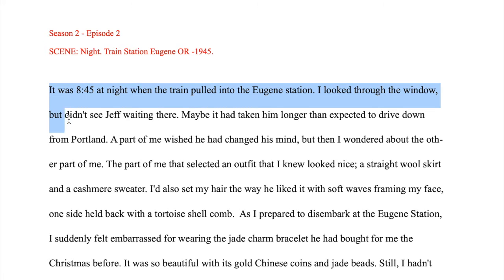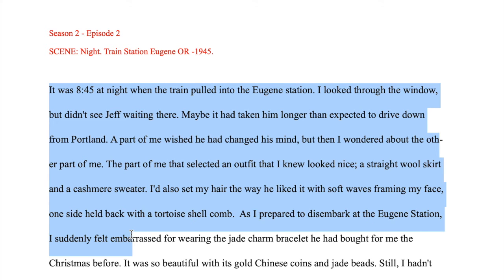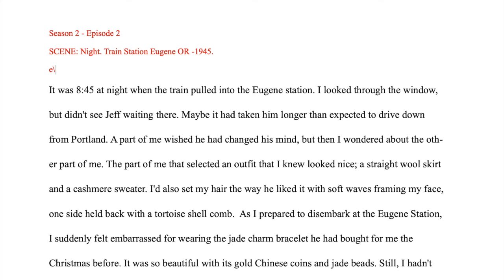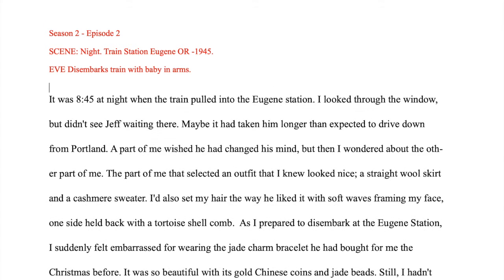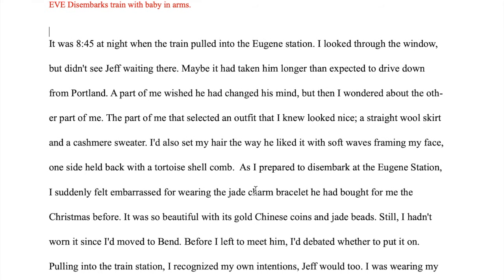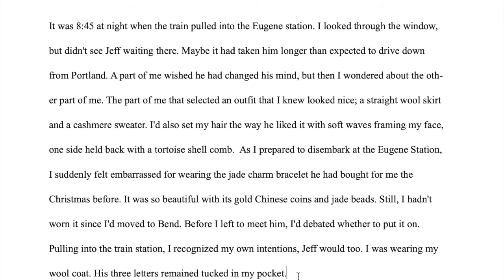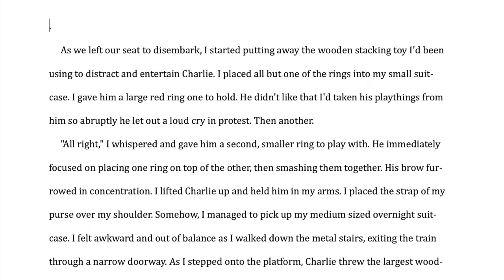So all of this is internal. Maybe she's wondering, is it taking him long? Part where she wishes, she's ambivalent. So we have her, I'll just say here, Eve. So all of this, she's got all this stuff going on internally. She feels embarrassed, this charm bracelet that he gave her. But she's not going to say that in the script.